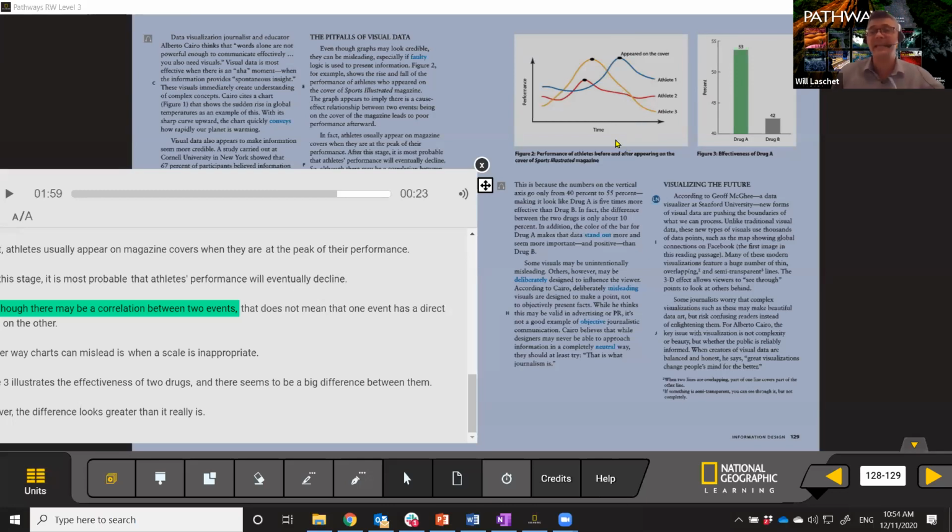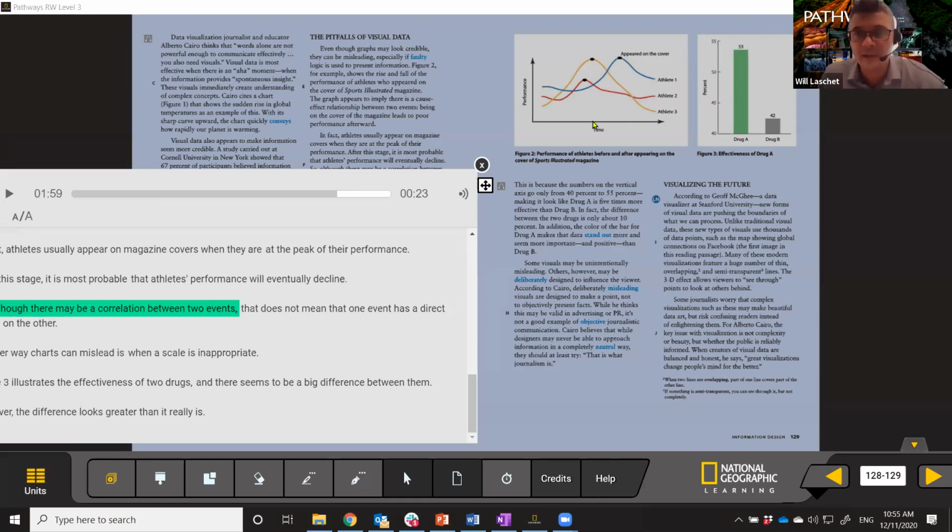So we could easily use this as evidence to tell athletes you shouldn't go on the cover of this magazine, because if you do, your performance is going to drop. It would be easy if someone told us, if we read it in a convincing article, a lot of people would believe it. But what's actually happening there? Why is their performance dropping after they appear on the cover? So there is a link, there's a correlation, but it is not the cause.